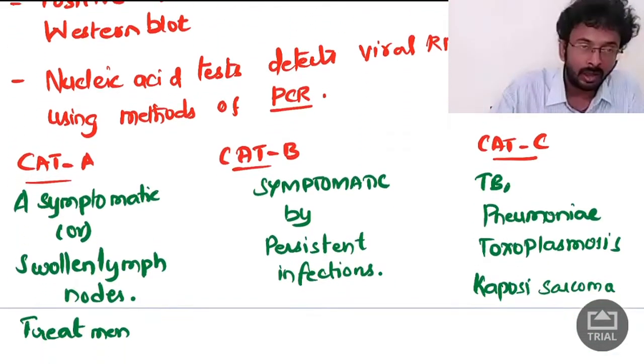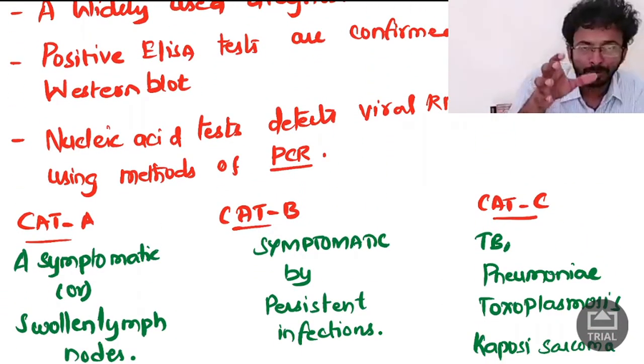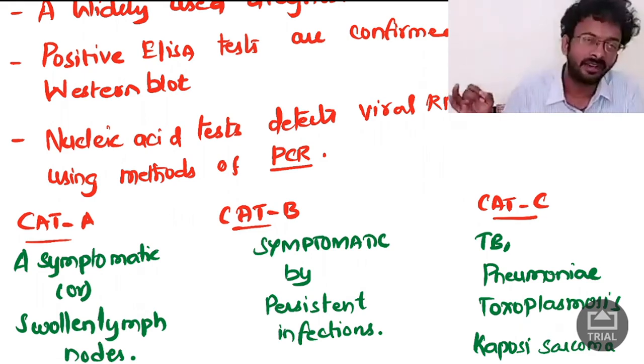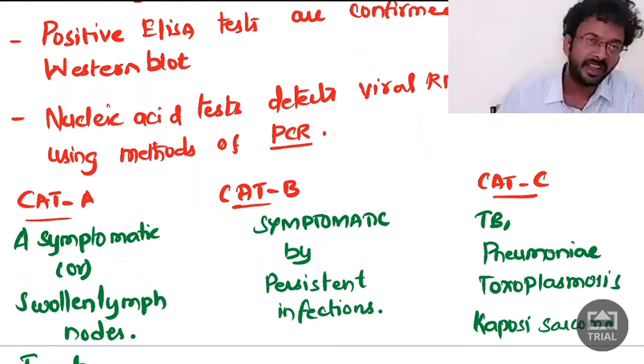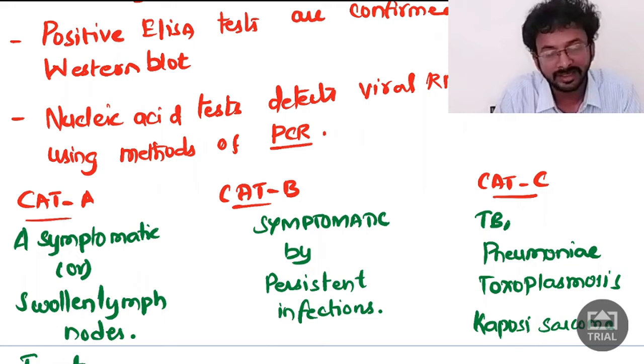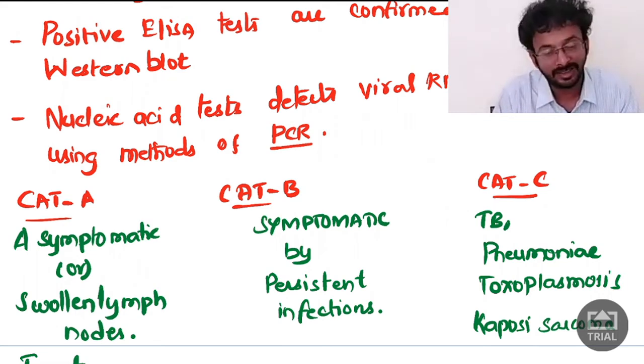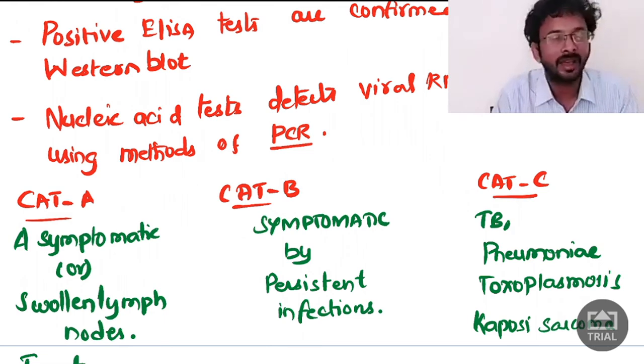Now, the CDC of America has categorized these AIDS patients into 3 categories: Cat A, Cat B, Cat C. Category A are asymptomatic or have lymphadenopathy, which means swelling of lymph nodes. Category B, symptomatic with persistent infections. Category C, the person may be affected with tuberculosis, pneumonia, toxoplasmosis, Kaposi sarcoma. These are the different diseases that are related to AIDS.